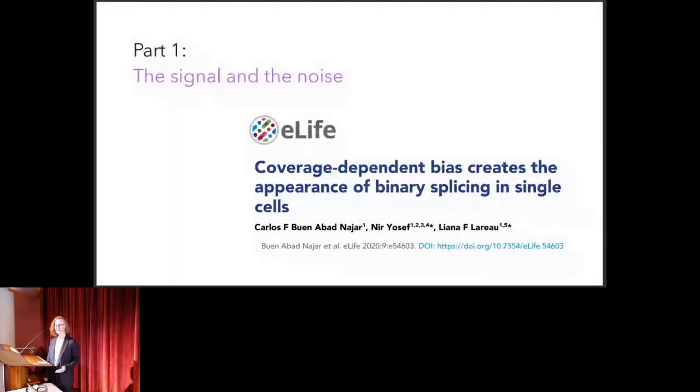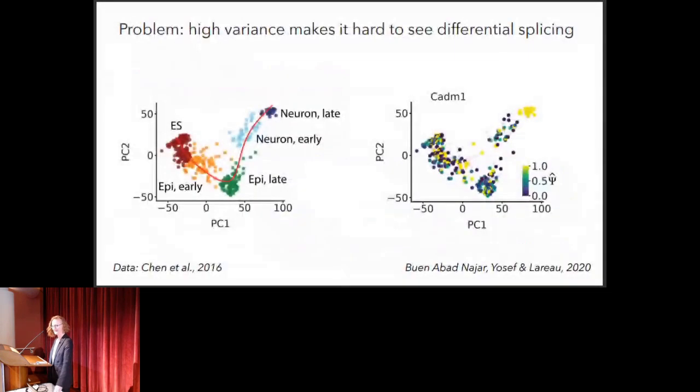Okay, so the first thing, and this is work that my fantastic grad student, Carlos Bonavent-Najar, wrapped up a few years ago before starting a postdoc last year, was trying to understand what we could learn about the variability of splicing between individual cells. And in the course of trying to look at this, we first encountered a big obstacle, and that was that high variance makes it very hard to see differential splicing.